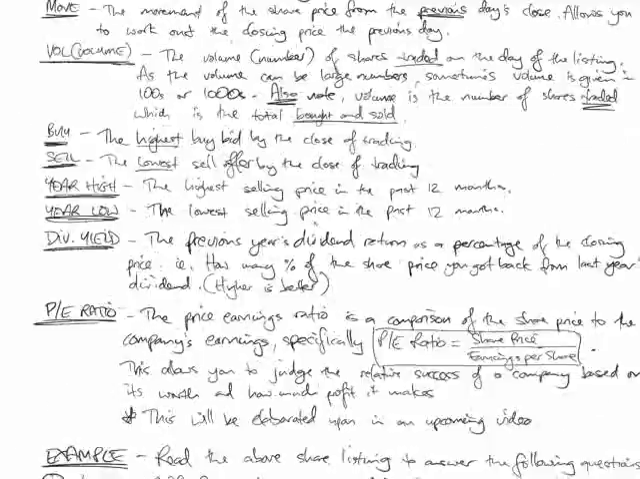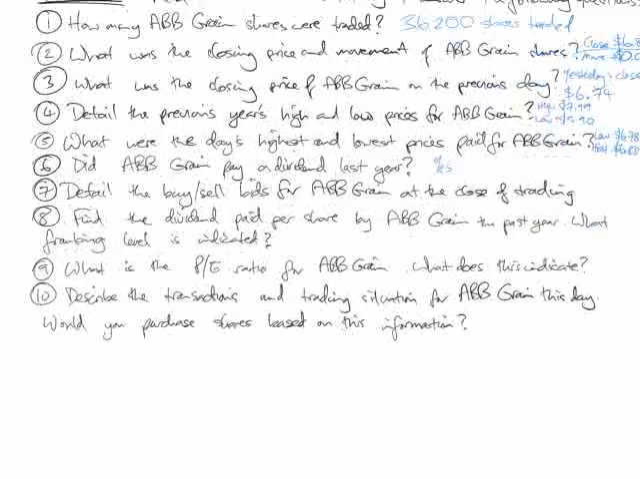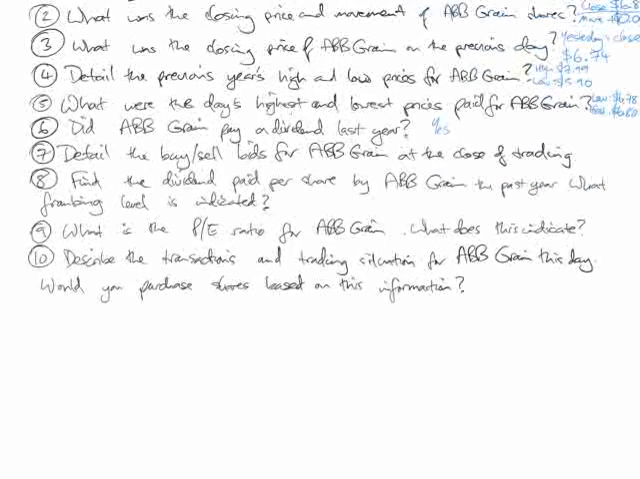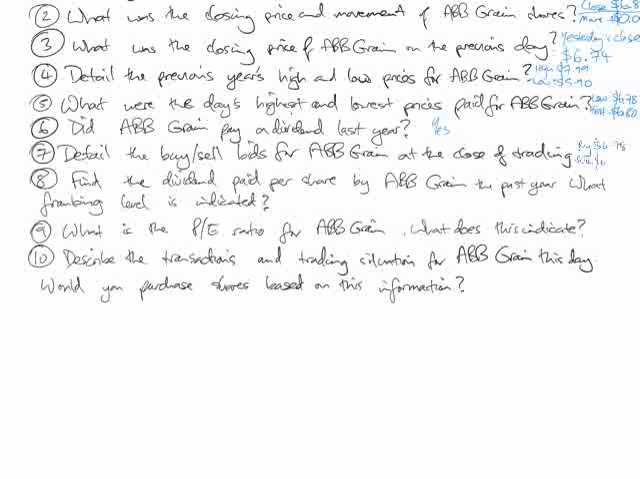$6.78 and $6.80. Buy $6.78, sell $6.80. Find the dividend paid per share by ABB Grain in the past year. What franking levels indicated? Well, we can answer the first part. F means fully franked.